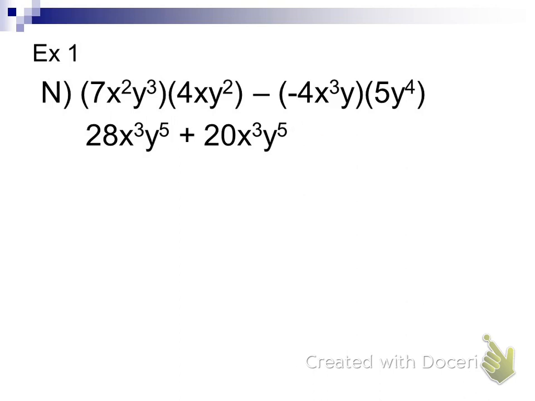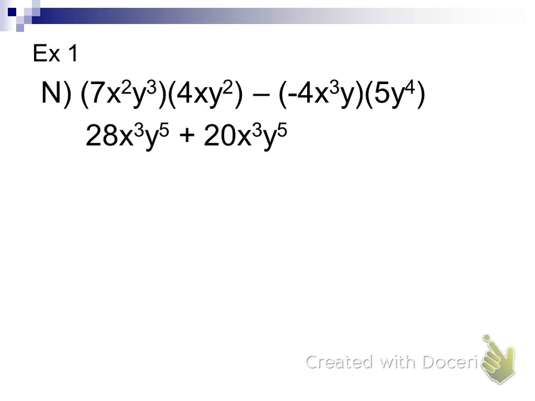From here, you have to decide if you have enough like terms to do anything else. Sometimes you'll get to this step and nothing will be alike, and that's when you're done. Are we done? No, we have x to the third, y to the fifth, and x to the third, y to the fifth. Those are alike. 48 x to the 6, y to the 10.